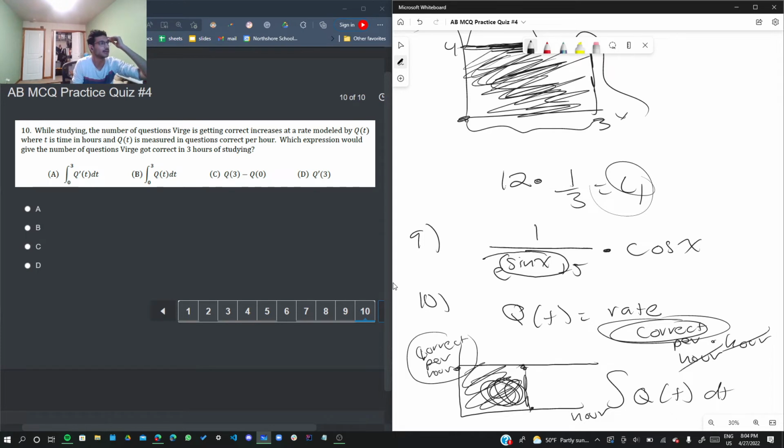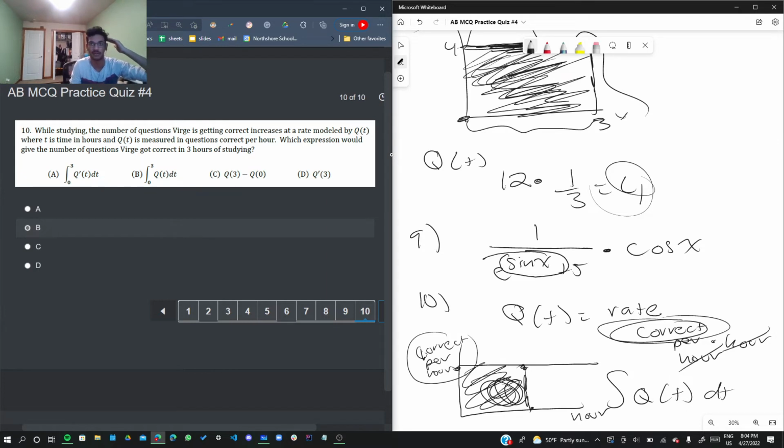So here, q of t minus q of 0, that's just the change in rate. That's not the number of questions correct. Q prime is correct per hour per hour. That's not the same thing as just the number of questions correct. So A is also q prime. The integral of q prime is just q, and q is just a rate. The only answer that's viable is B. You're taking the integral of the rate in order to get the actual amount.